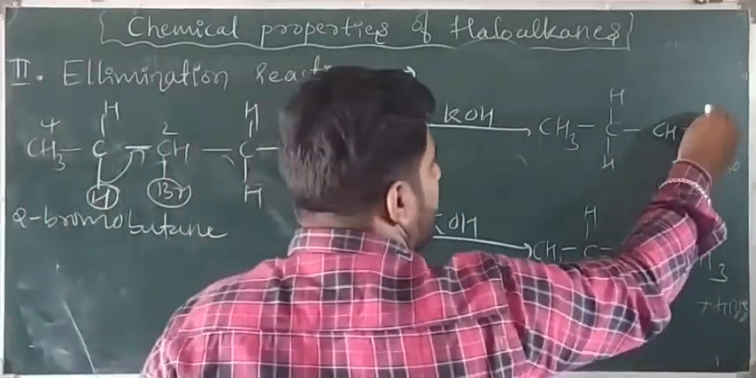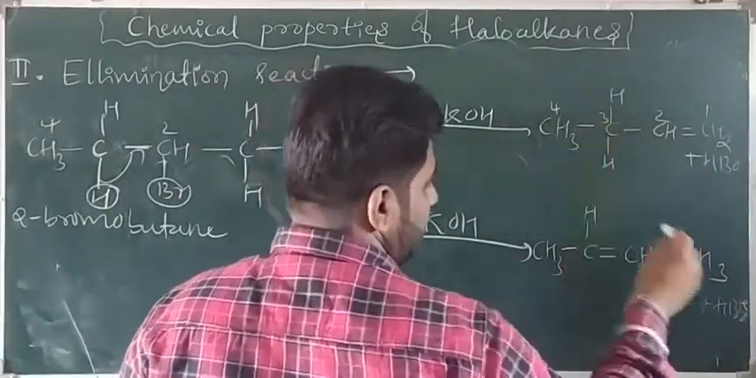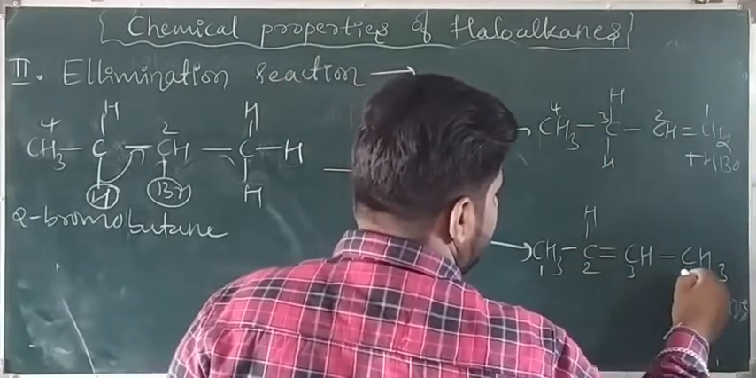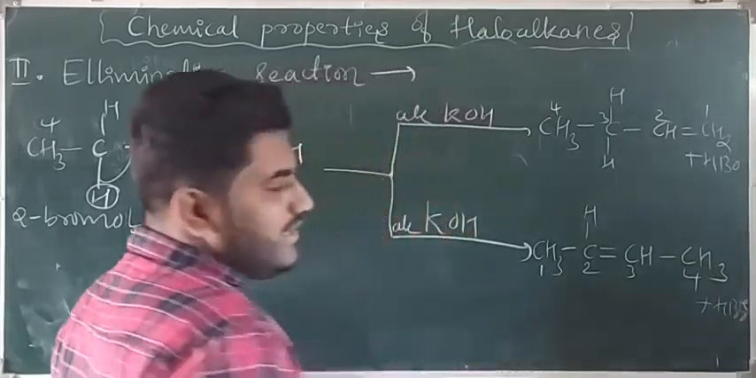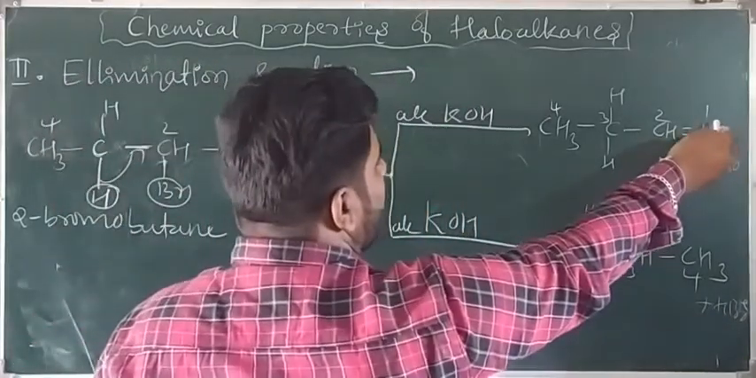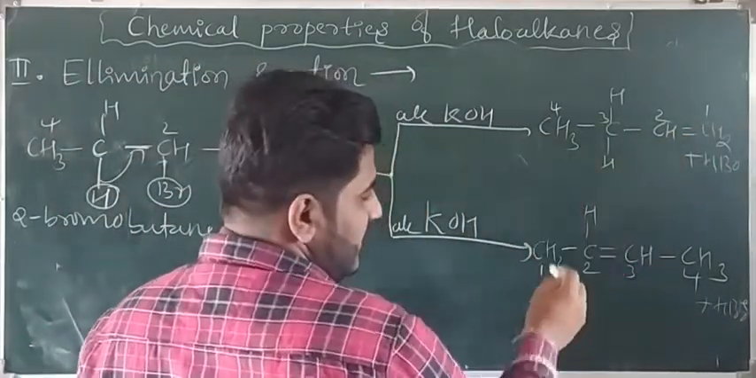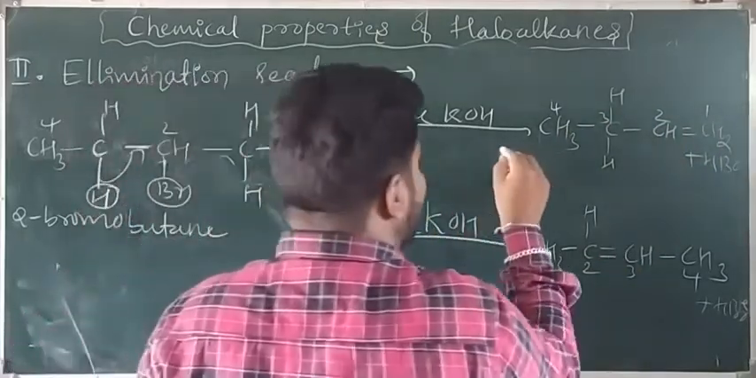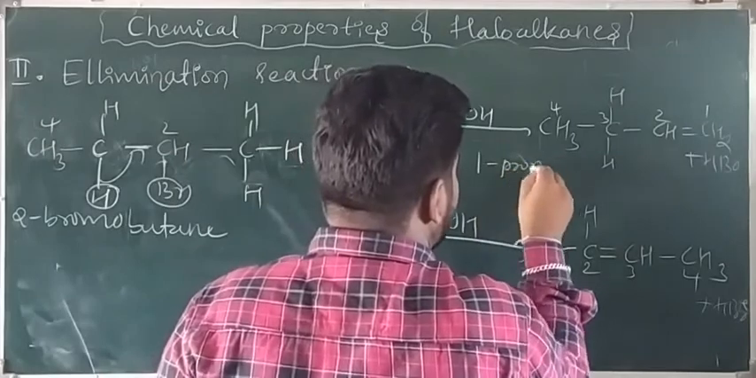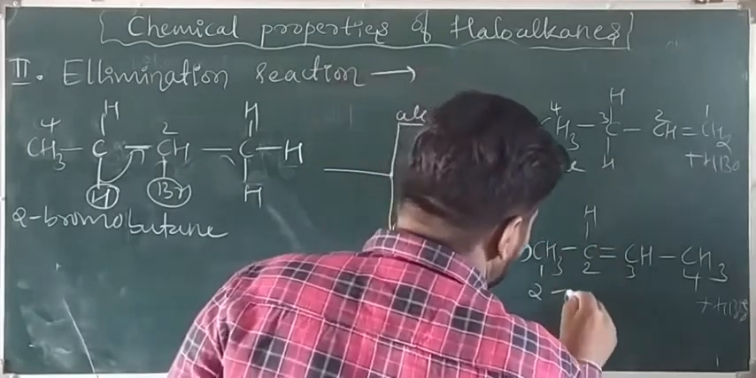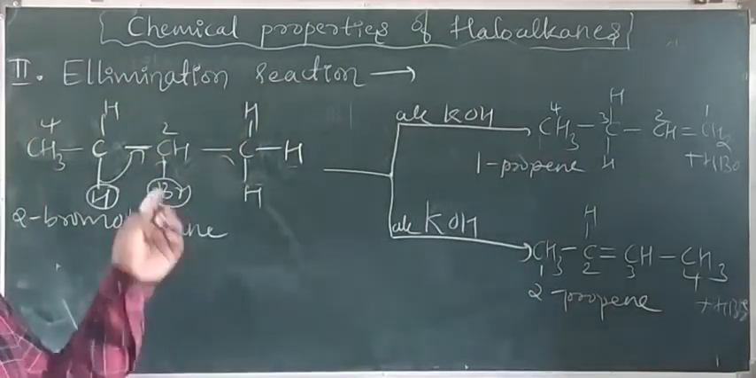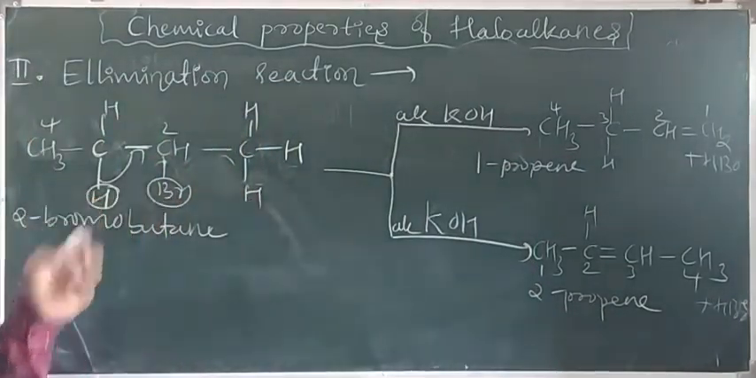Carefully see here. 1, 2, 3, 4. 1, 2, 3, 4. Carefully see. Here you are getting 1-butene. Here 2-butene, because we have to take the double bond position. This is 1-butene. This is 2-butene. Both are different. So Br may take this H, Br may take this H.